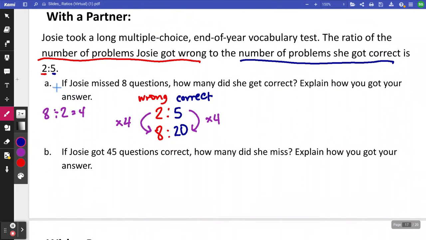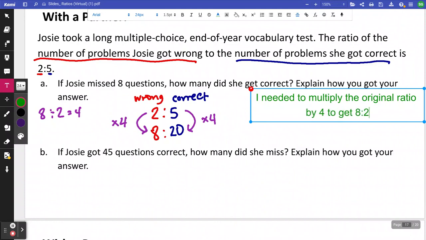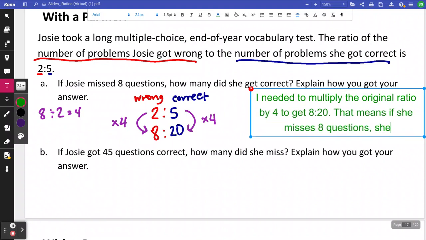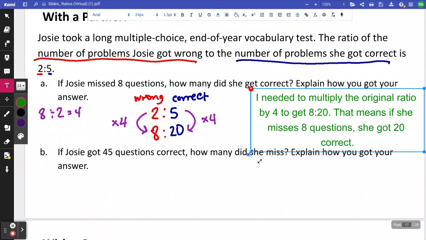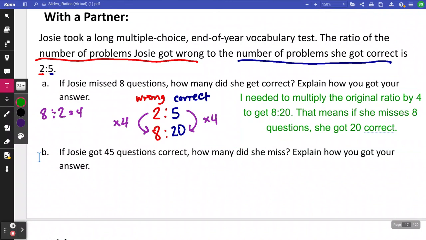So that was us doing this first part here. If I asked you to explain how you got your answer, I would explain this multiplying by 4 that we did. We could say I needed to multiply the original ratio by 4 to get 8 to 20. That means if she misses 8 questions, she got 20 correct. The key, I think, in this explanation is tell me about that 4 that you used to find that equivalent ratio. Now, we did that one together. Go ahead, pause the video and try B. B is a little different because now I'm giving you a number of questions she got correct and asking you to use that to help you figure out how many she missed. Try this one now.